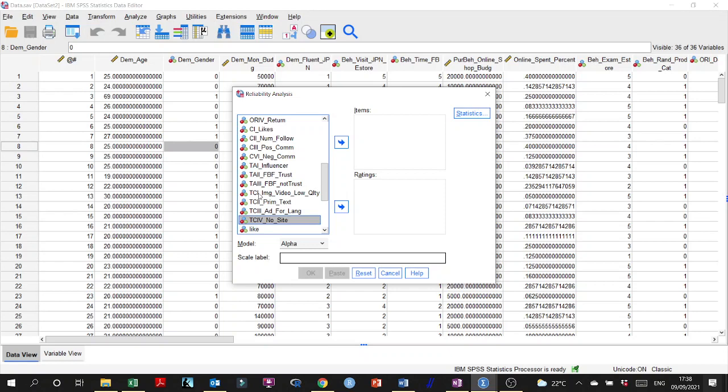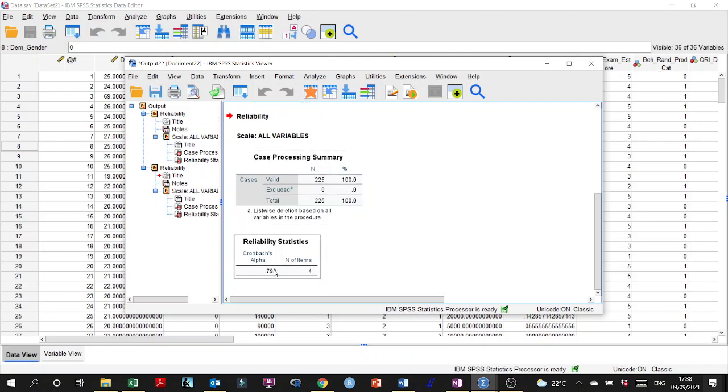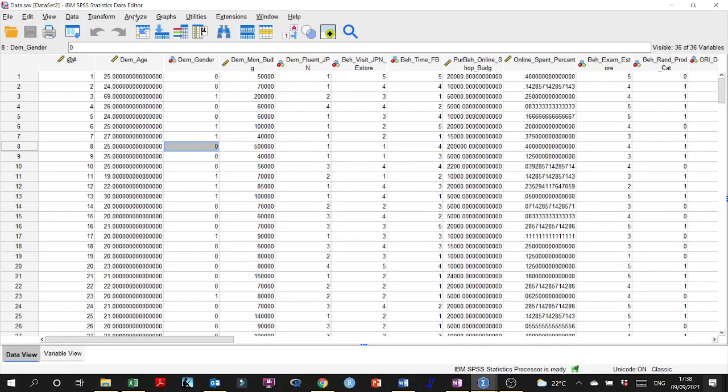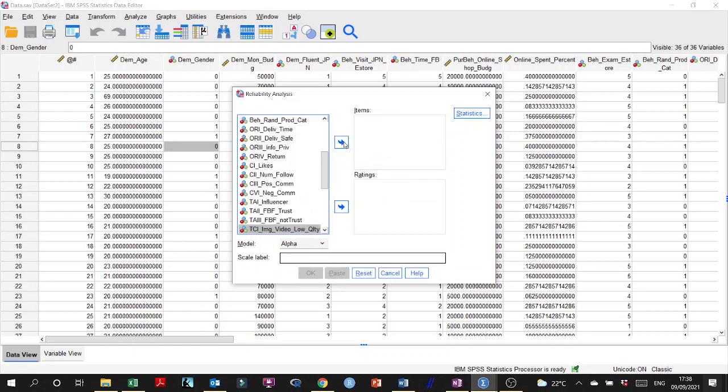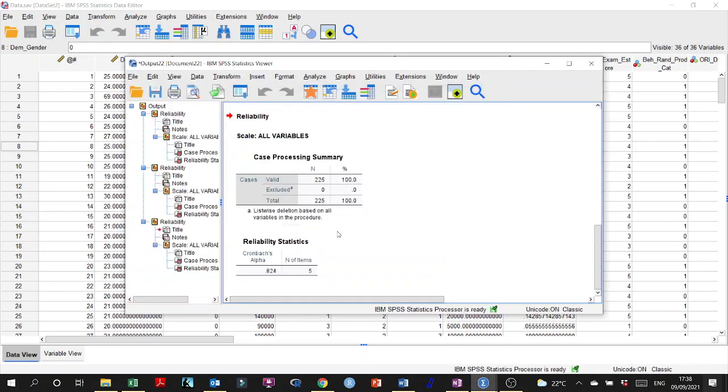This is cognitive trust. Reliability here is also above 0.7. Analyze, Scale, Reliability. This is cognitive. Then let's talk about affective trust. With affective trust, we're going to take these two. Hold down the Control key so that we can select these together. Remember, we got rid of the negative comments and the non-trusted. So these have 0.8, very good.